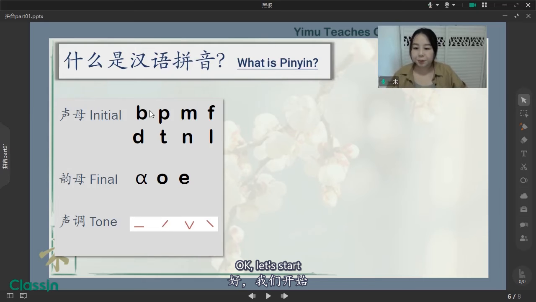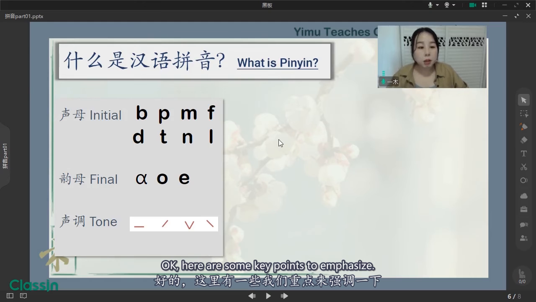Okay, let's start. 波、坡、摸、佛、的、特、呢、了。Okay, once again. 波、坡、摸、佛、的、特、呢、了。Okay, here are some key points to emphasize.